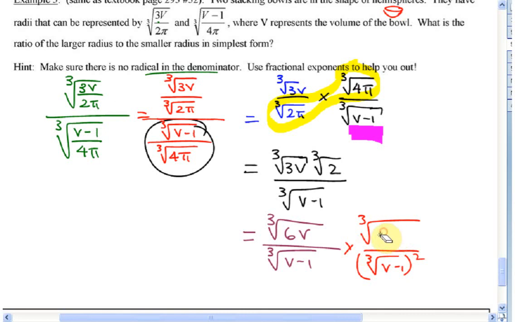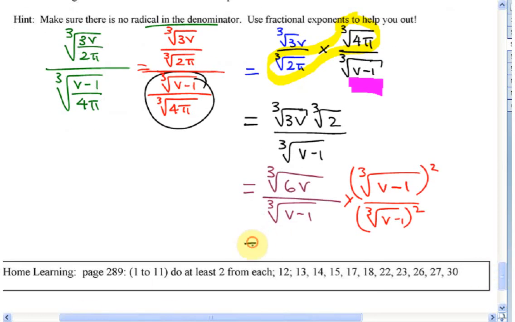Okay, math is not that crazy. Now, we are almost done because the denominator just becomes now v minus 1. That's good. Now, can we actually combine the stuff in the numerator together? The answer is maybe.